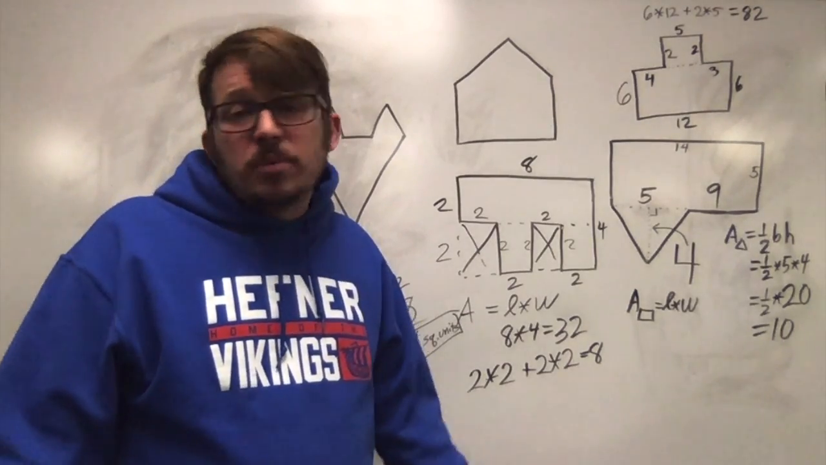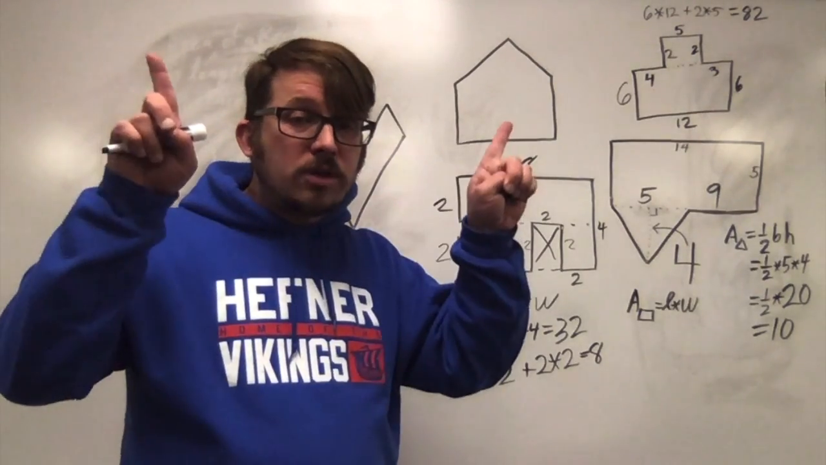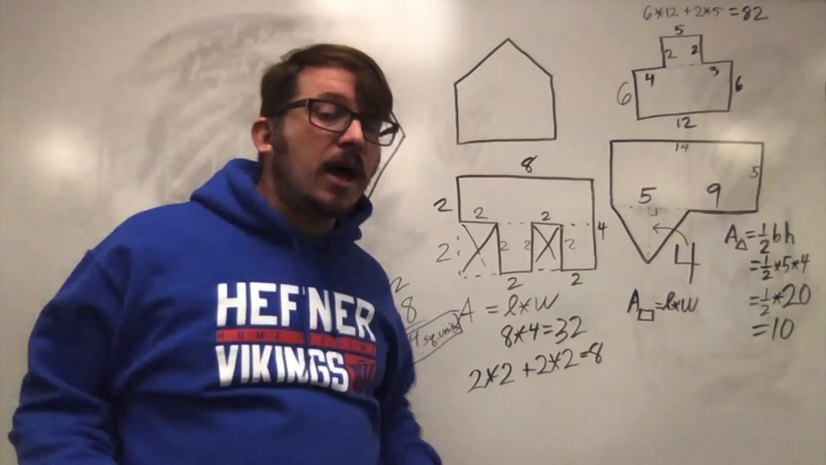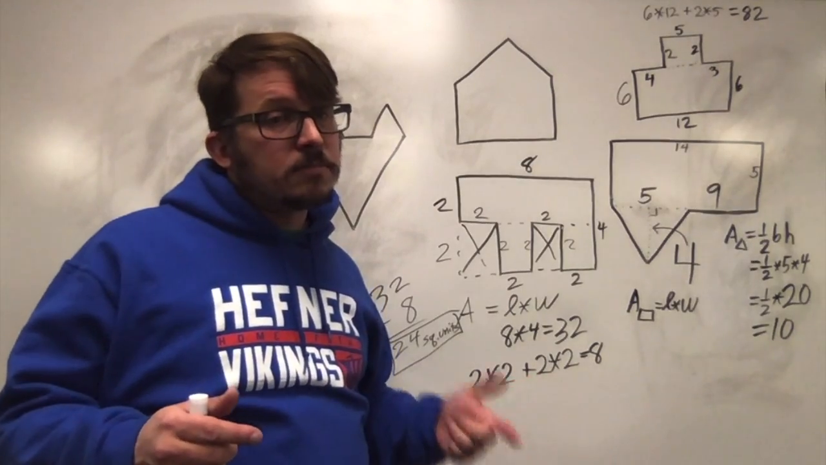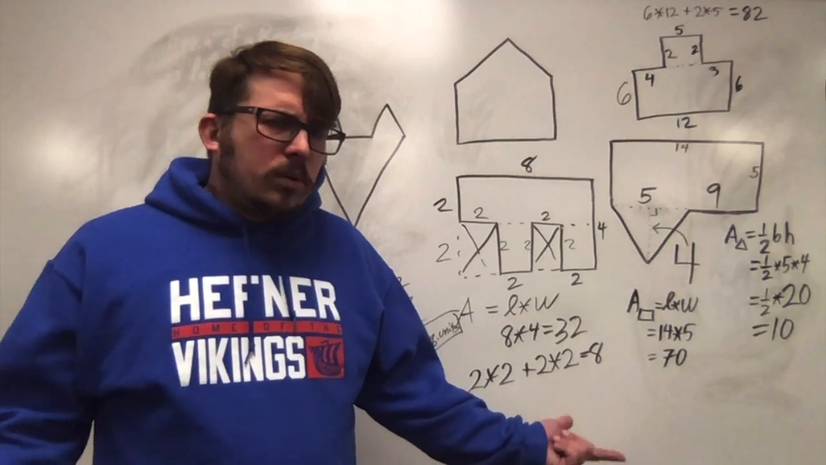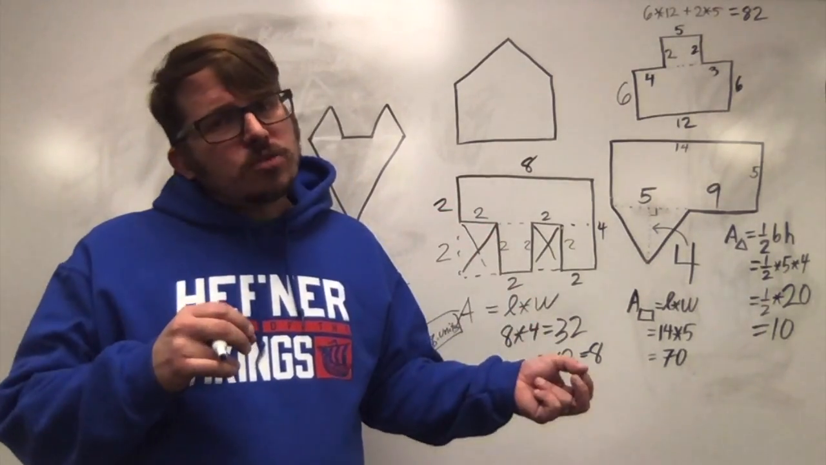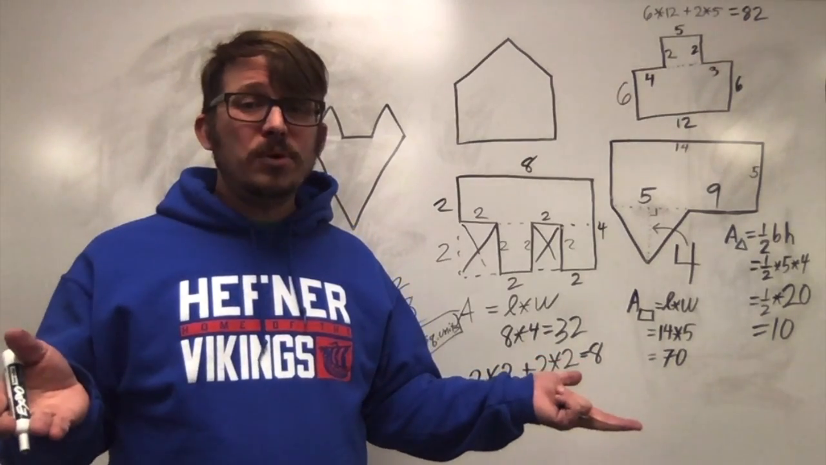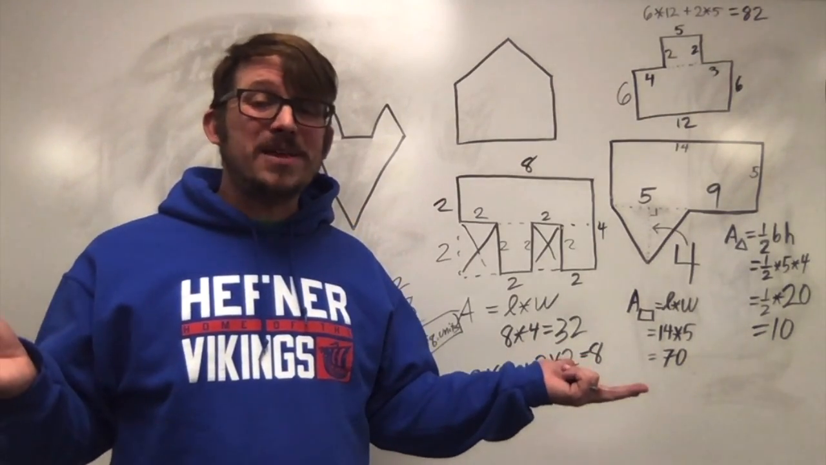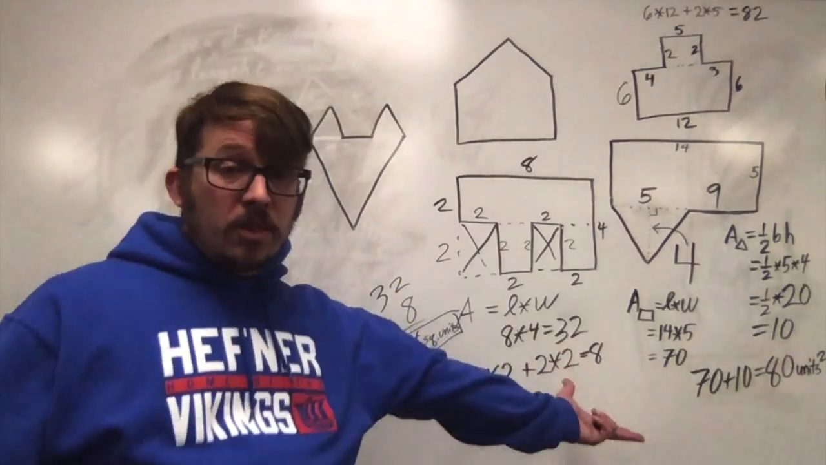Doesn't matter which number you want in which order, it'll still come out the same. 14 across the top, 5 up the side. 14 times 5 is 70. Now, what do we do with this? We know that the rectangle's 70 and the triangle's 10. We put them together. Let's unite them. There we go.